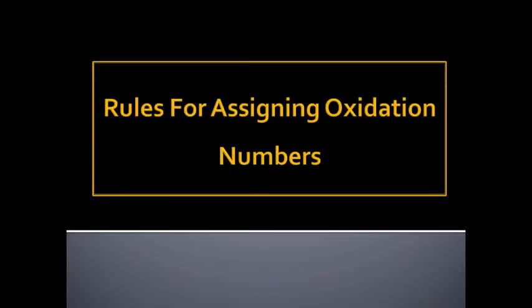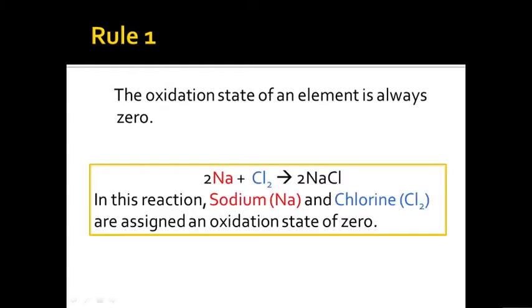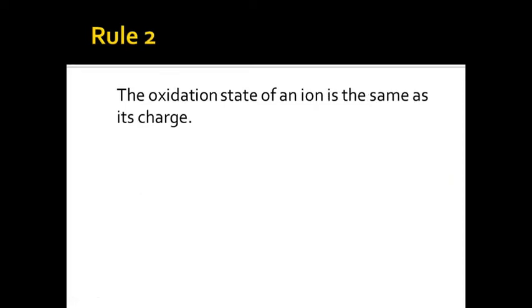Here are some general rules for assigning oxidation numbers. Rule 1. The oxidation state of an element is always 0. In this reaction that produces sodium chloride, sodium and chlorine are both elements and therefore are assigned an oxidation state of 0. Rule 2. The oxidation state of an ion is the same as its charge.